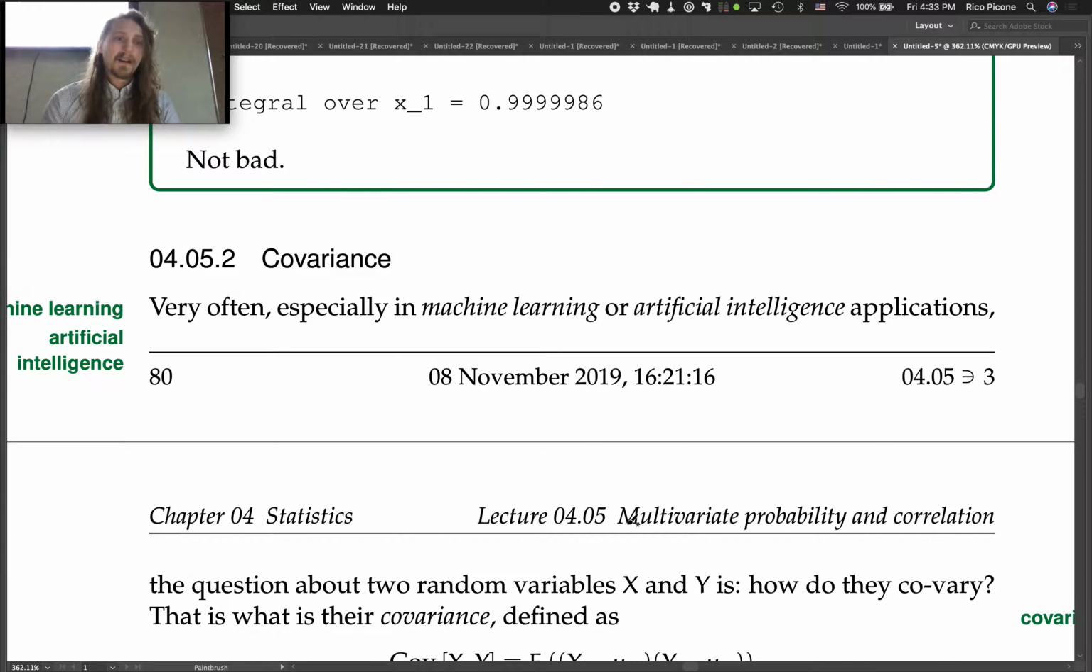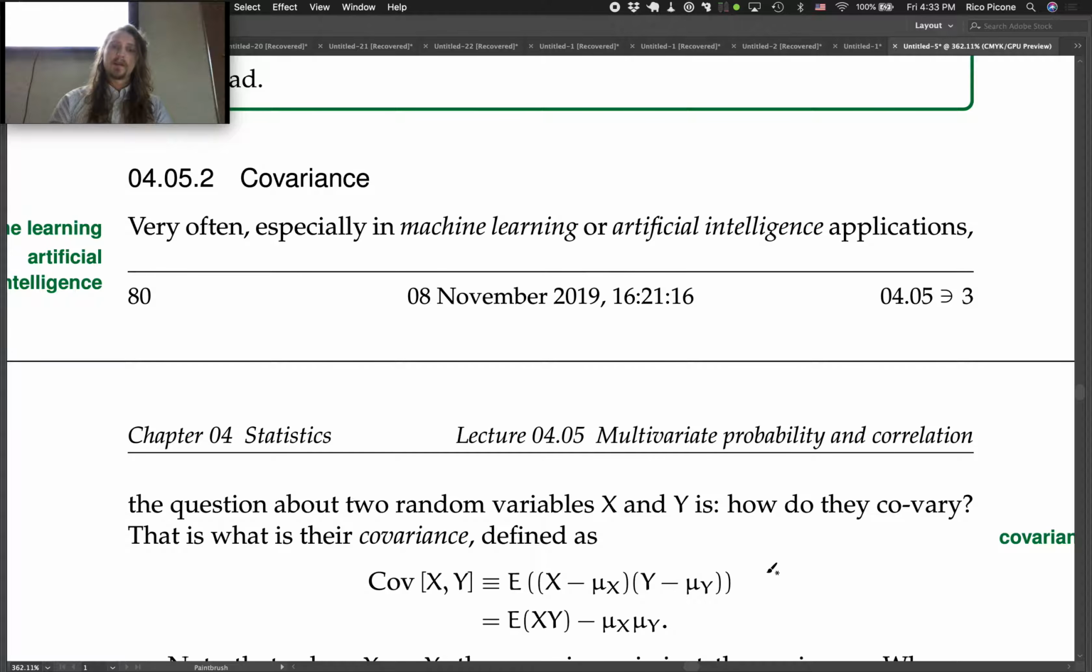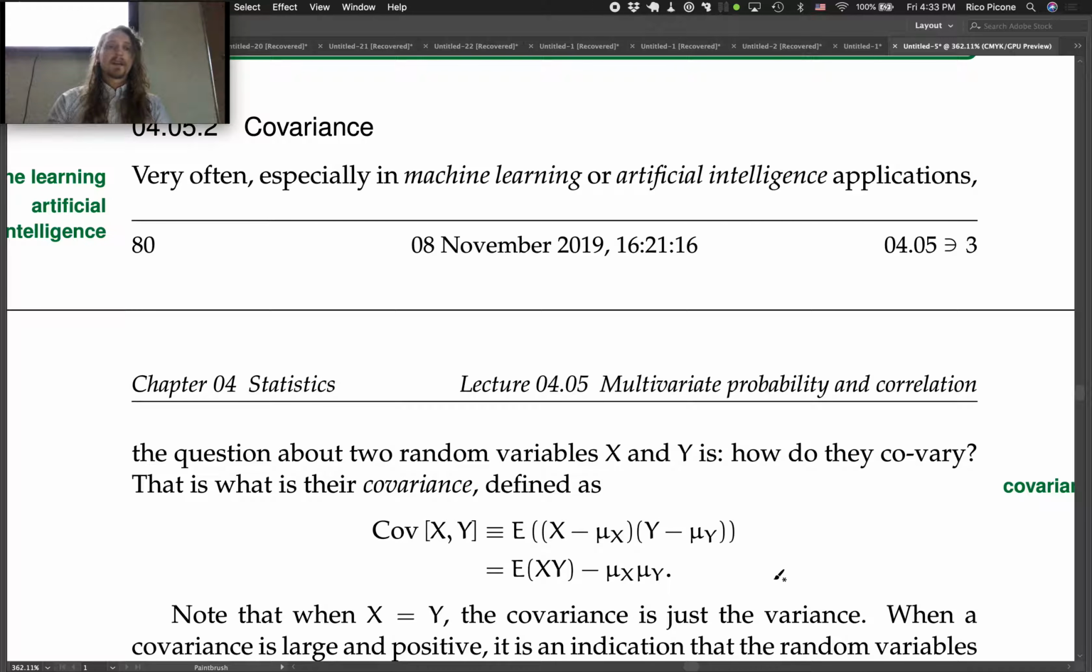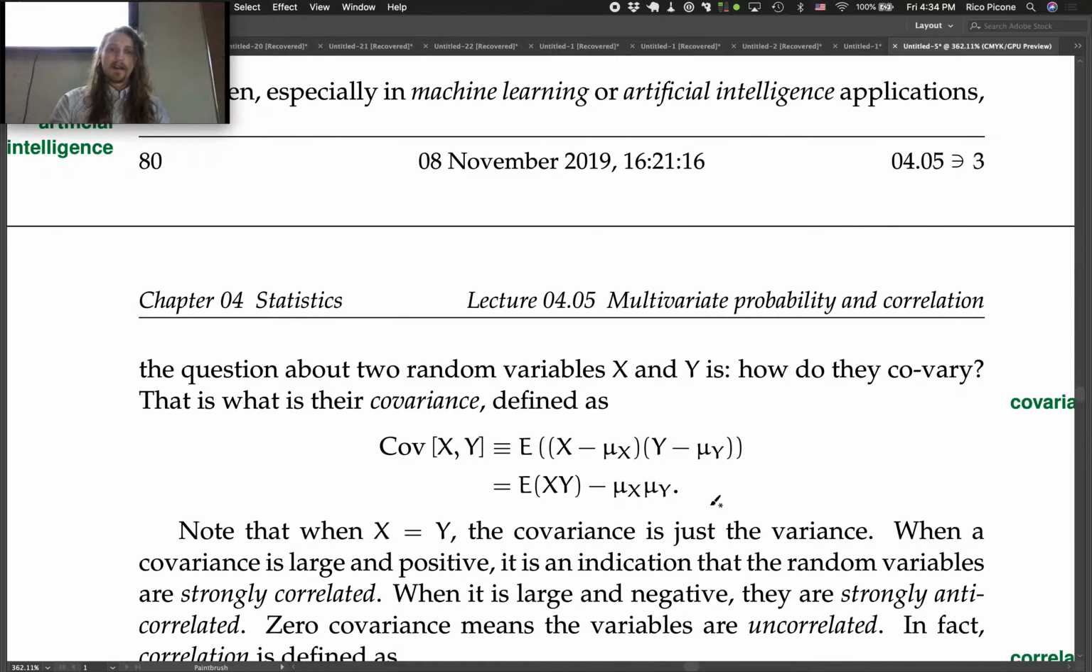Okay, covariance. Very often, especially in machine learning and AI applications, the question about two random variables, x and y, is how do they covary? Like, how do they vary together? Do they have a relationship between them that is what we will call correlated in a moment? That is, what is their covariance, defined as being, so we use this notation, cov of x and y.